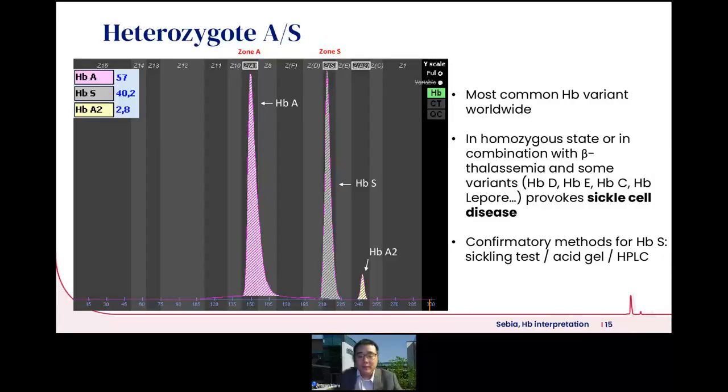If this state is combined with other common variants, even though it's a heterozygous condition, it can lead to a more severe disease, providing the sickle cell attributes as well. It's also important, knowing that every charge-based separation method is only presumptive, to perform your confirmatory methods to confirm hemoglobin S, for example, the sickling tests, the acid gels, or the HPLCs.